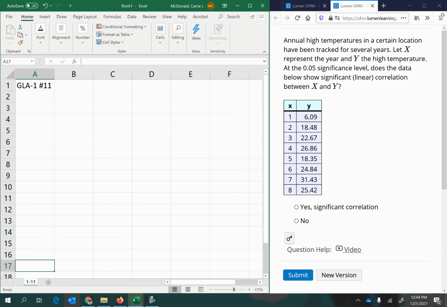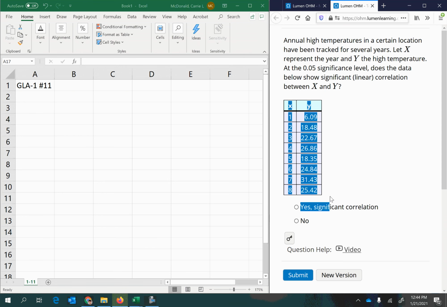Hi, it's Professor McDonald, and today is Thursday, so I am working on student questions in my Lumen OHM inbox, as I do typically on Mondays and Thursdays. This question came from a student who said that they couldn't figure out how to find the comparison value to know whether the correlation was significant. But I'll go through the whole problem, starting with copying the information over to Excel.